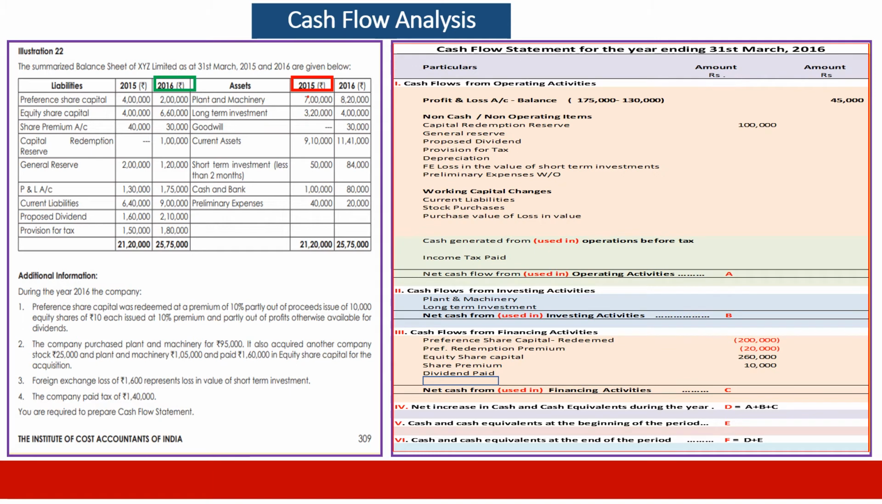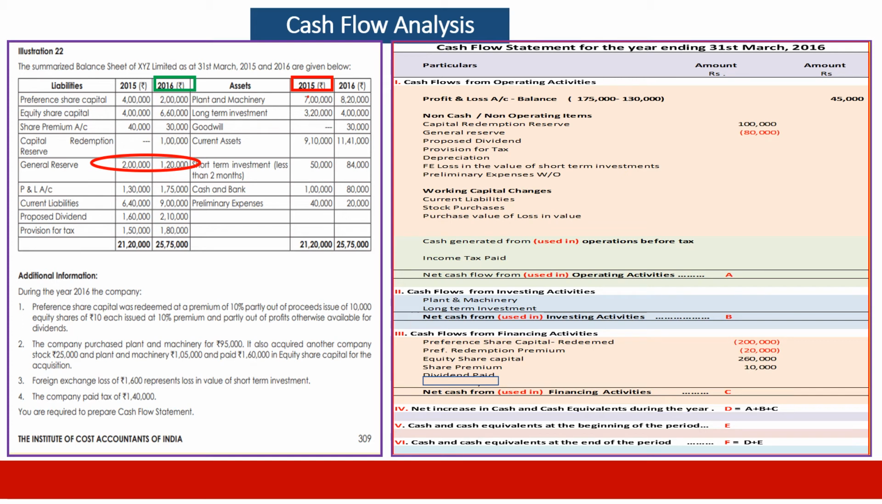Have a look at capital redemption reserve. It was 0. It came to 1 lakh. Means 1 lakh was transferred from profit and loss account to capital redemption reserve. As per our guideline, if something was transferred before, it has to be reversed. When it was transferred, it was deducted from profit and loss account. Now we will be adding it back to profit. And that is how we give effect to this. We remove the effect of the transaction by doing a reverse entry.